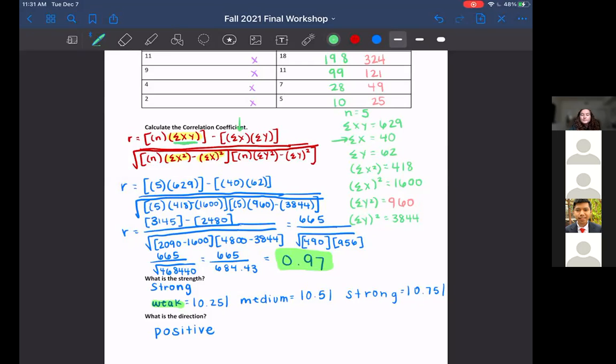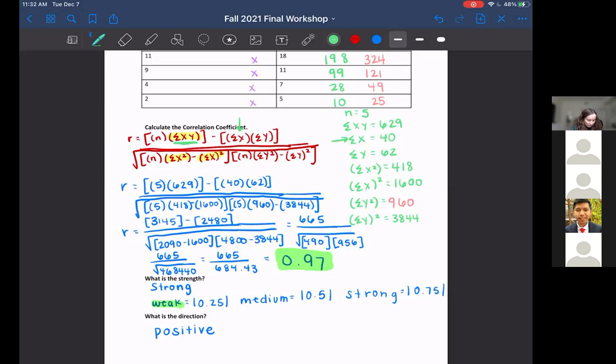Wait, can you repeat what you said about the direction? Why it was positive again? Yeah, of course. It is positive because it is related to the sign. Since it is a positive number, it would be a positive direction. But let's say, for example, it was negative 0.97, then the direction would be negative. So it's just related to the sign. Okay. Yes, perfect. Thank you for asking.